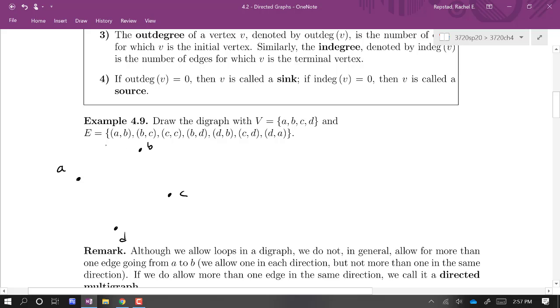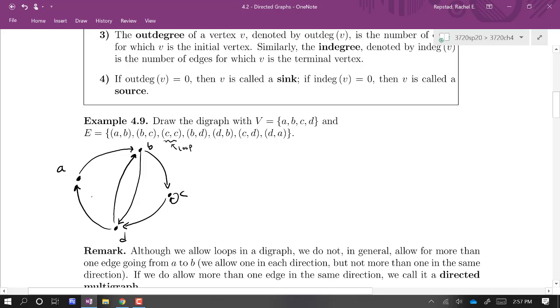And now the edges from A to B. Now when I draw a directed edge, I draw it so it kind of bows out a little bit because I want to leave room in case there's an edge going in the other direction. So from A to B, from B to C, from C to C. So that's a loop. From B to D, and from D to B, so I gotta have an edge going the other way. From C to D, and from D to A.